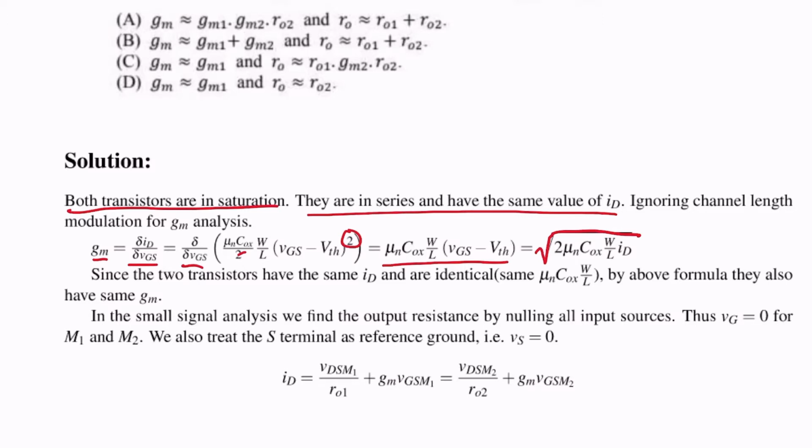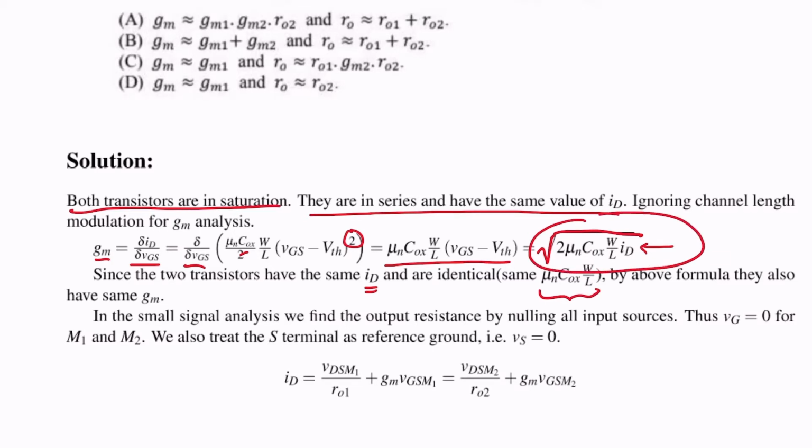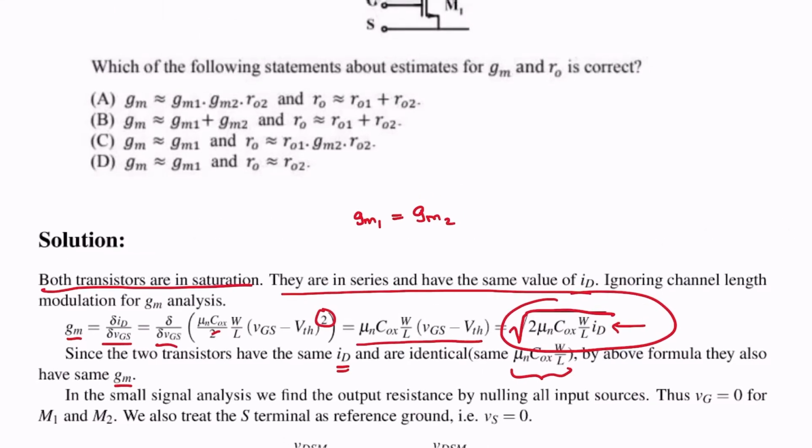right? And from this expression we can say that because the two transistors have the same drain current and are identical, which is to say that they have the same μn Cox W/L, by this formula they will also have the same gm. So the idea is that gm1 is equal to gm2, right? So now let's proceed with the small signal analysis.